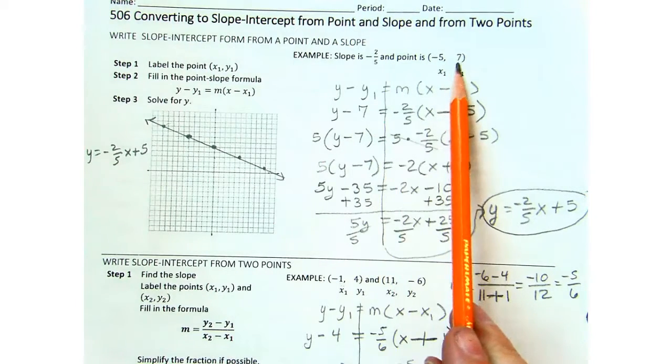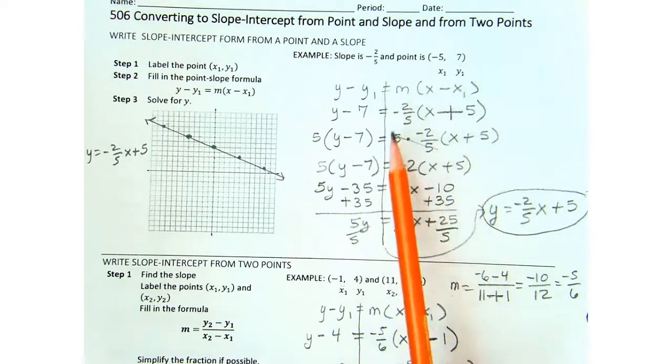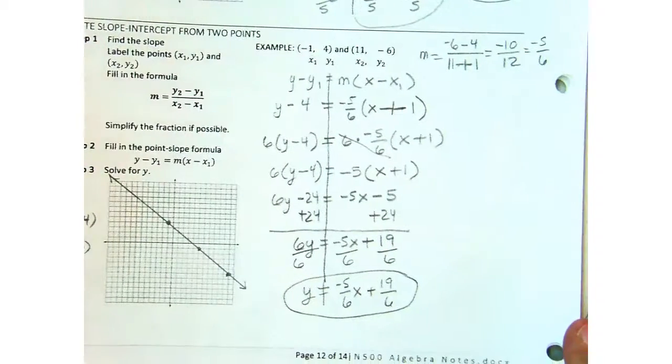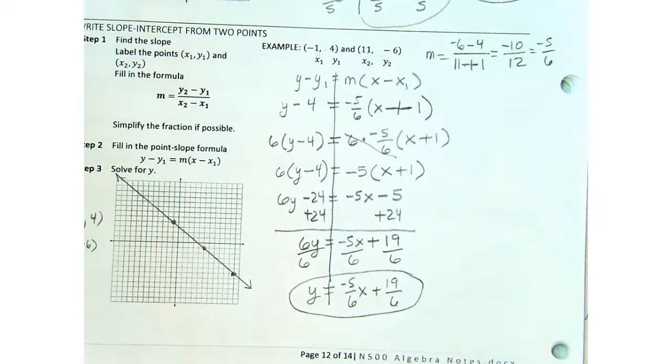So today we have found the slope-intercept form of the equation from the slope and 1 point. We have also found the slope-intercept form of the equation from 2 points. Please refer back to these notes often as you complete your homework.